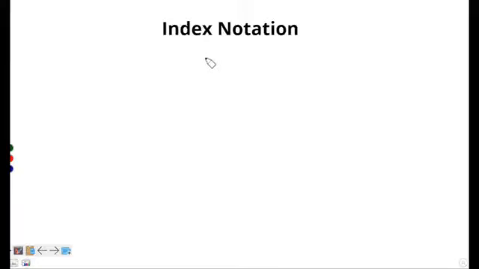Index notation is a topic that you have been learning since 8th grade. Index notation, or indices, or exponents, is simply a shorthand notation for multiplying the same number by itself several times. For example, you can be multiplying 5 by itself 100 times, which can be written as 5 to the power 100. So this is what we call index notation.